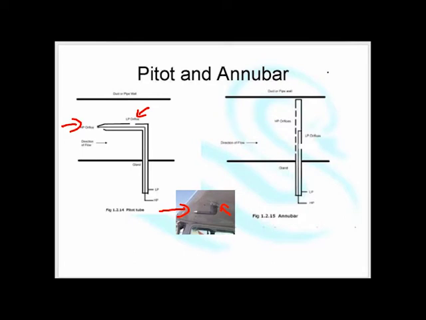To try and get round this problem, they also make things called anubars. This is an anubar over here. What an anubar does is it's like a whole bunch of little pitot tubes, loads of holes, and it averages out the velocity across the pipe. So you have pitot tubes and anubars. Once again, they're still measuring pressure, and they're using pressure to calculate velocity, and then we use velocity to calculate flow.